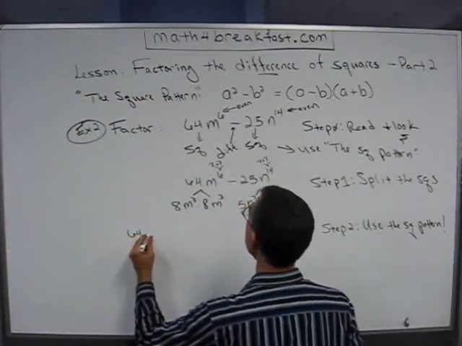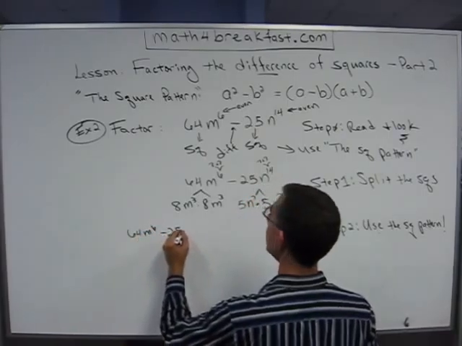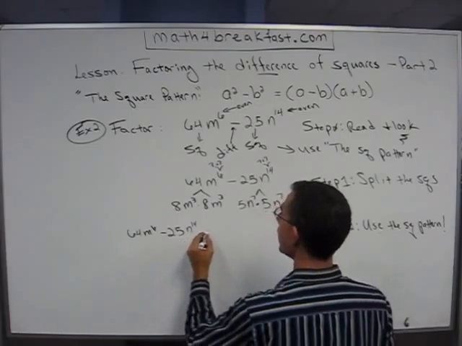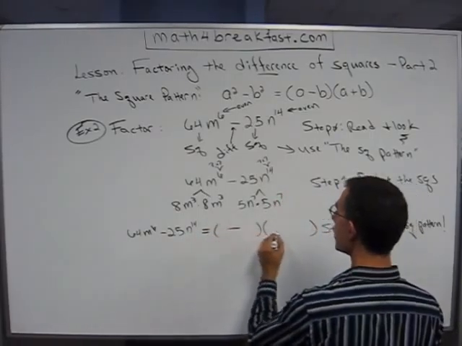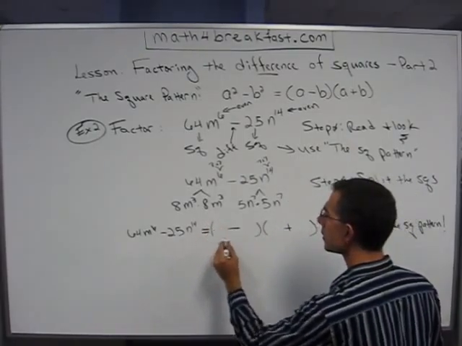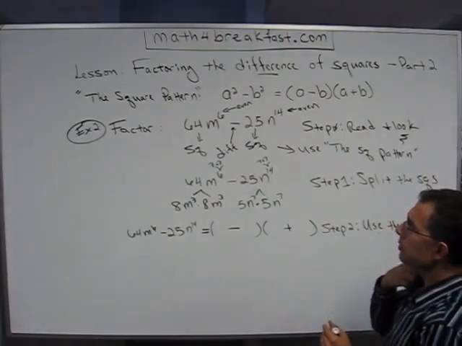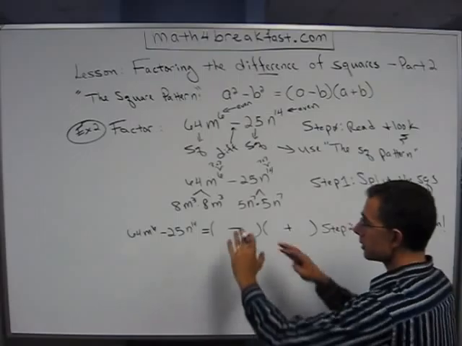When I do that, I have 64m to the 6th minus 25n to the 14th is equal to binomial times binomial. One's a minus, one's a plus, and I need to just fill in these things. I'm going to give myself a little more room here. Forgot, these are a little bit bigger terms I need to use. So I'm going to rewrite the whole process in this one line here.